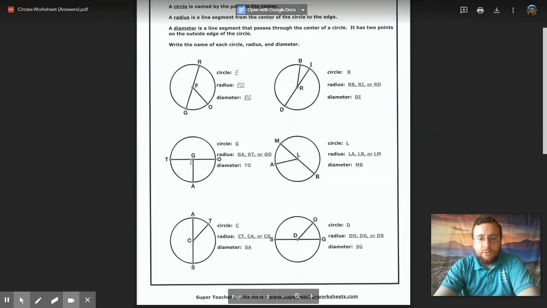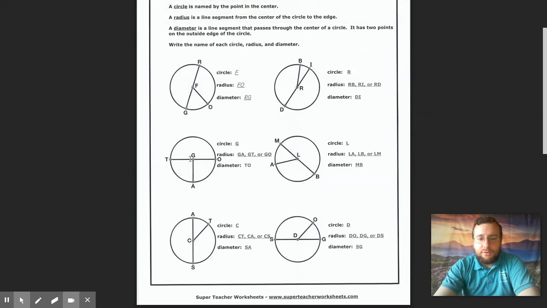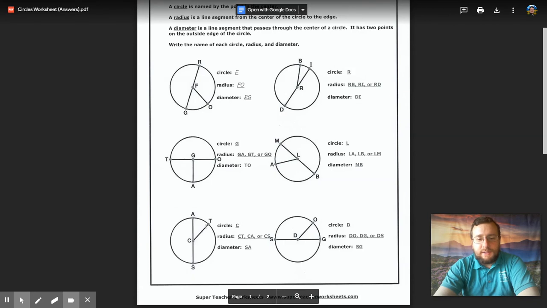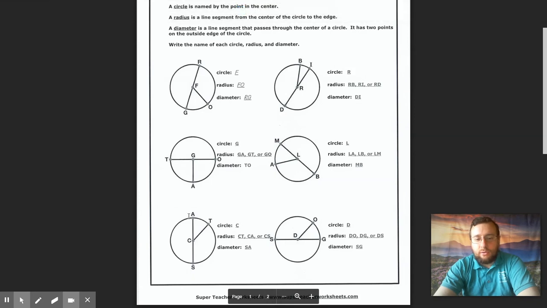This one we have GO, GA, and GT with a diameter TO going across it. This one we have diameter MB and radii LA, LM, and LB. CA, CT, and CS on this circle, or SA for your diameter. SD, DO, or DG for your radii on the last one, and then SG for your diameter.